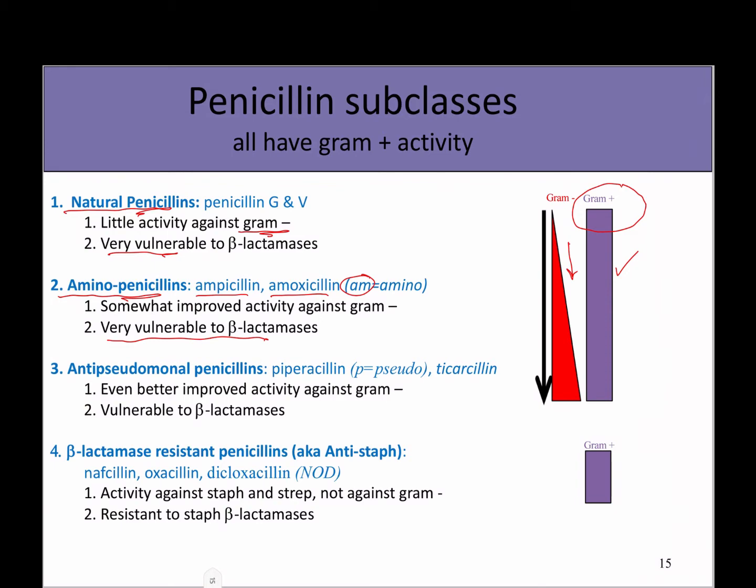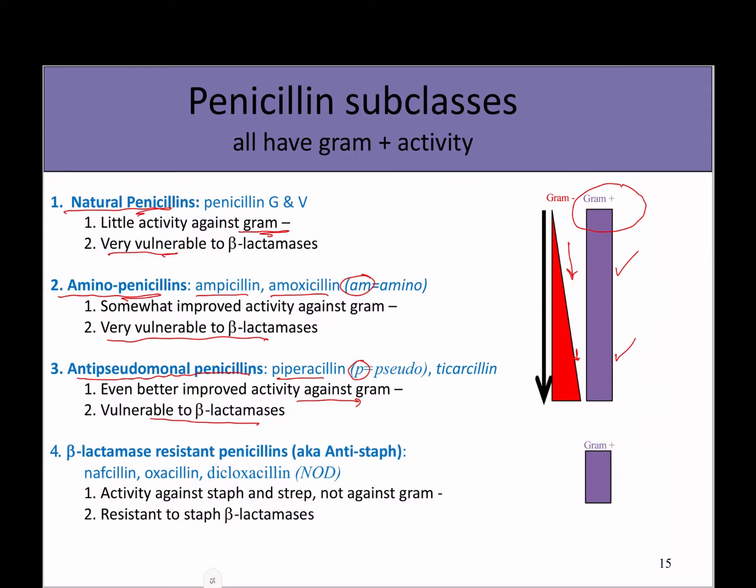We then wanted to create a class that would have better activity against Pseudomonas. So we have those anti-pseudomonal penicillins, and piperacillin and ticarcillin are two of those. You need to know piperacillin, and P is for pseudo, for Pseudomonas. They had even better activity against gram-negative, and they still had good gram-positive. They're still vulnerable to some beta-lactamases, but not to as many beta-lactamases as the natural and aminopenicillins.